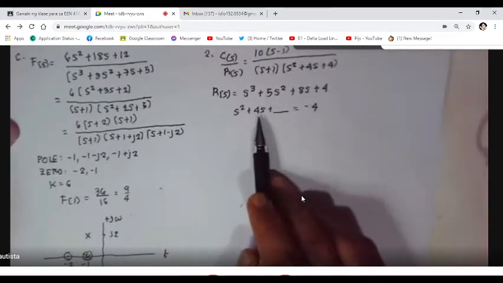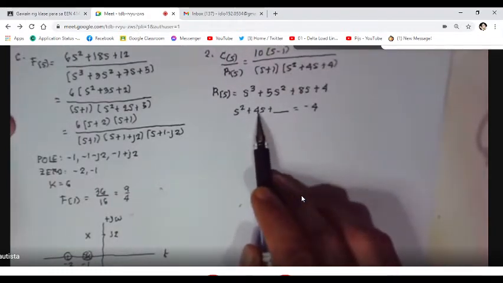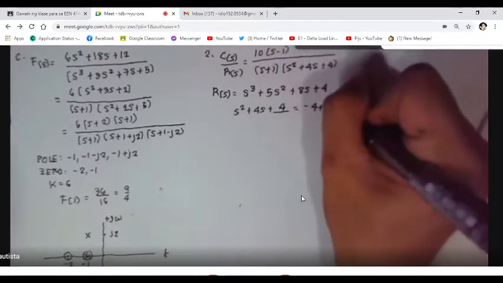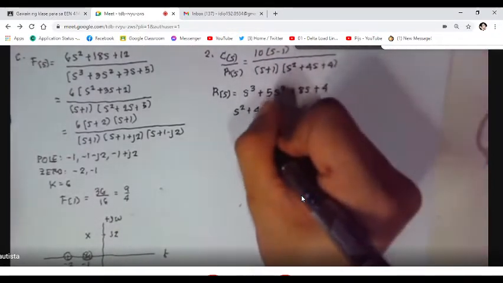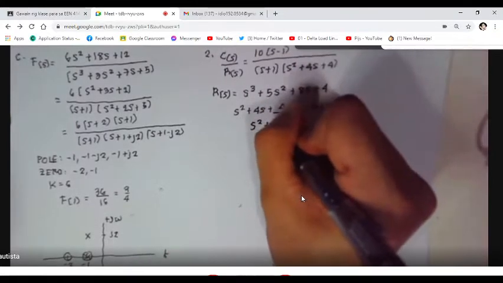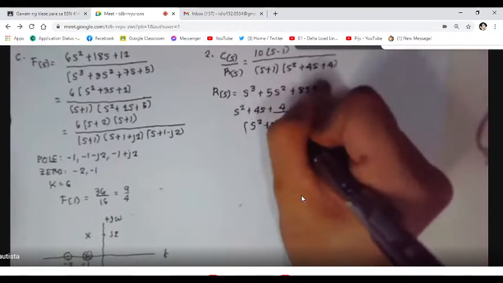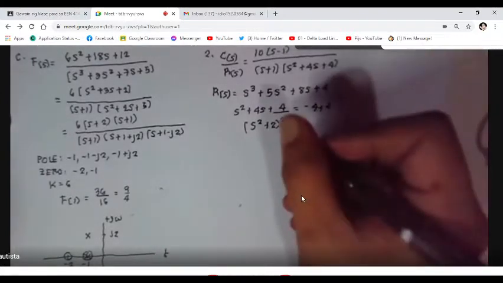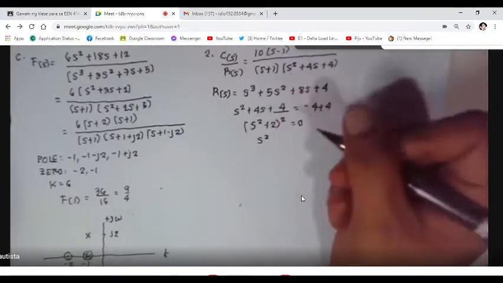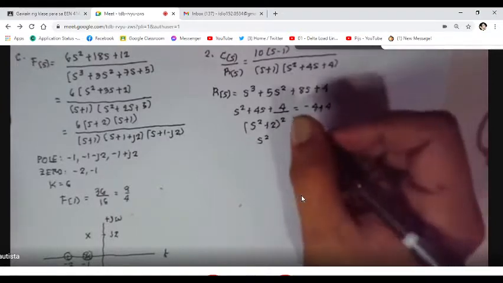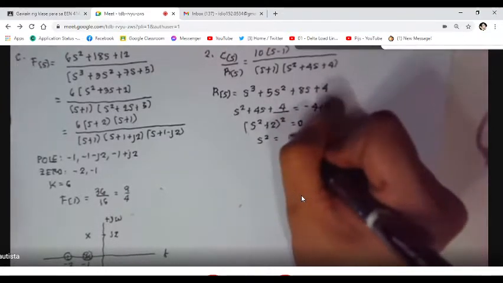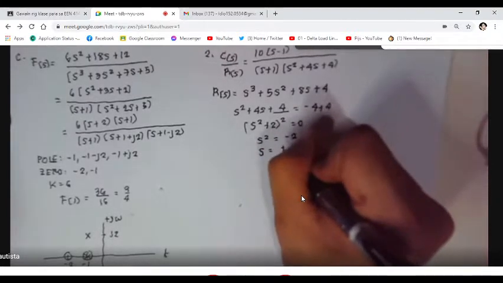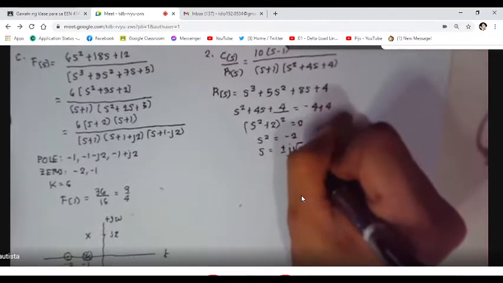So, ito na lang ang kulang. So, S squared plus 4S plus blank. So, 4 divided by 2, that is 2. 2 squared, that is 4. Plus 4. So, you have S squared plus 2 squared is equal to 0. Diba? So that is S squared is equal to negative 2. Therefore, ang root niya is positive negative j square root of 2.